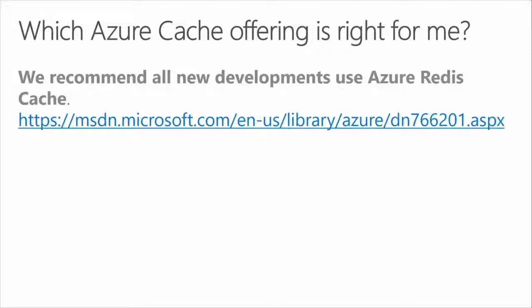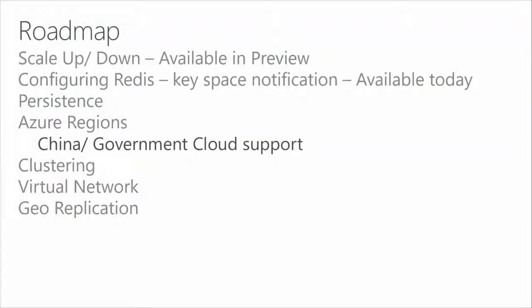I just wanted to point out some of the basic recommendations that we have. We do recommend Redis Cache for any new cache requirements that you might have. And I also wanted to point you to this roadmap page, which lists some of the features that are going to come down the roadmap. You should be able to scale up and down. You can scale from a basic to a standard. You should be able to configure Redis features, for example, like key space notifications or number of databases. So those are coming online soon.